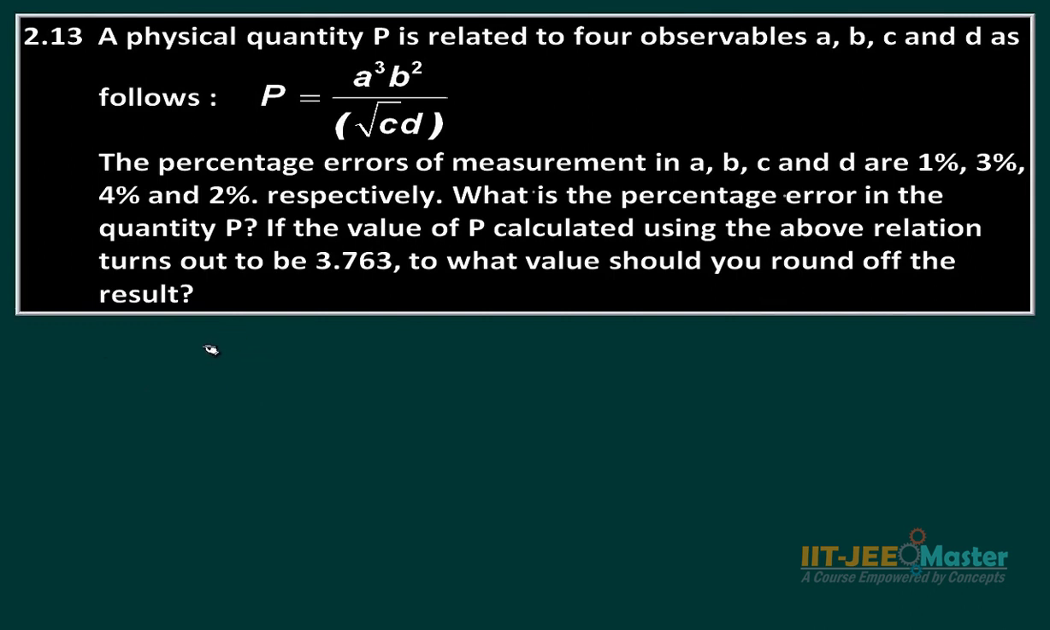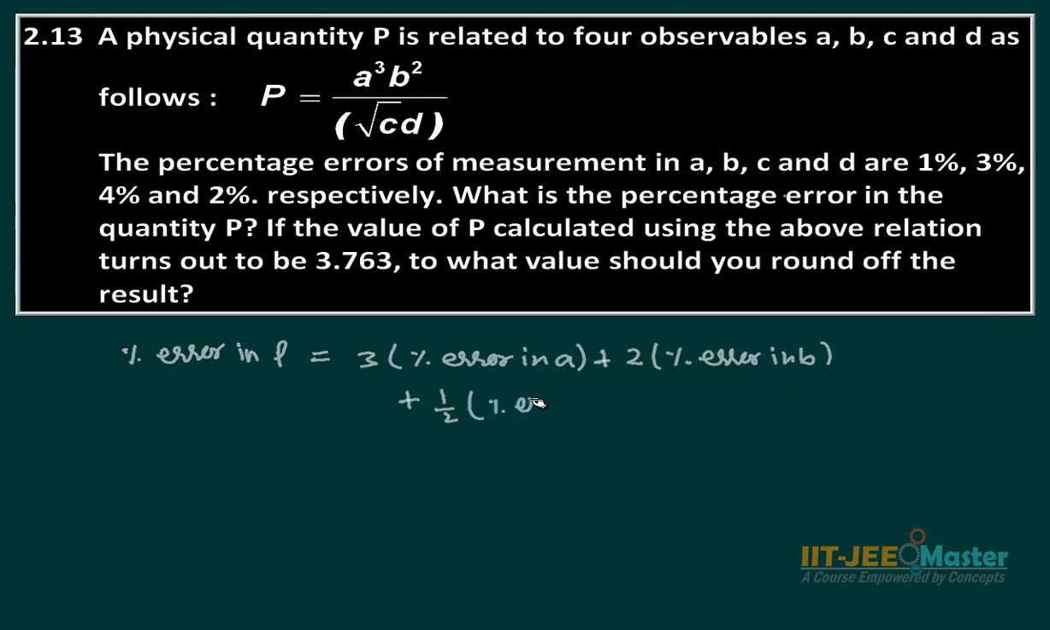First, the percentage error formula gives us the information, that is percentage error in P will be equal to 3 times percentage error in A, because power of A is 3, plus 2 times percentage error in B, plus half times percentage error in C, plus percentage error in D, because the power of D is 1, power of C is 1 by 2.